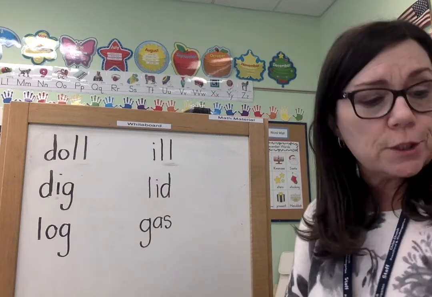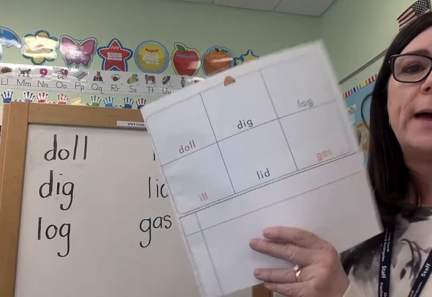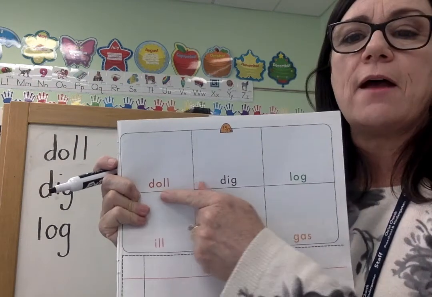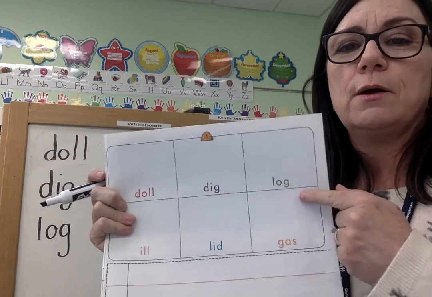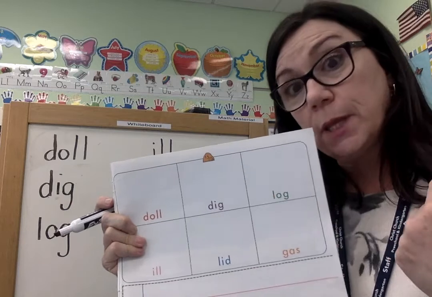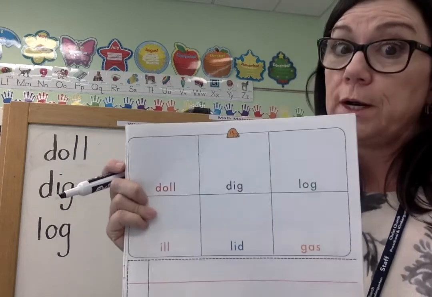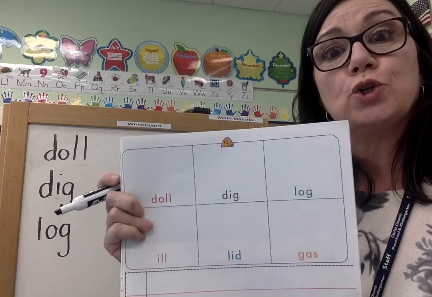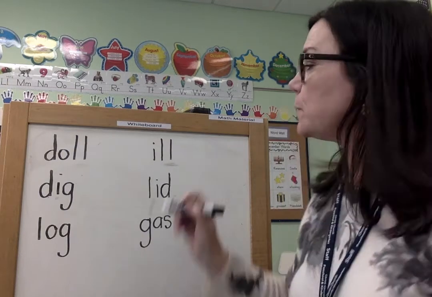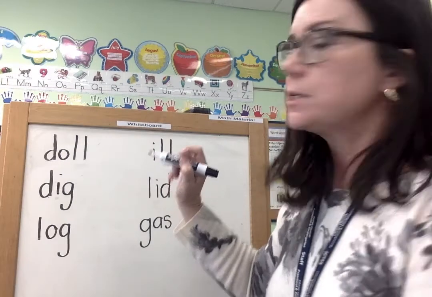So what I want you to do is go back on this page and read every word. Every one of them. I want you to tap and blend them and read them to someone in your house. And you're going to draw a picture. All right, so the first one is doll. So we need to illustrate it.